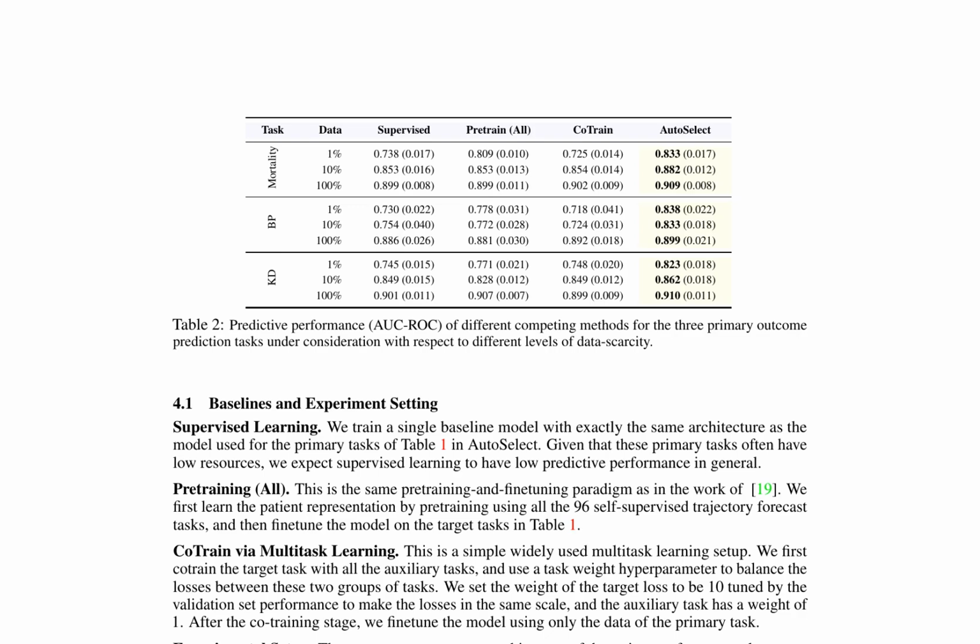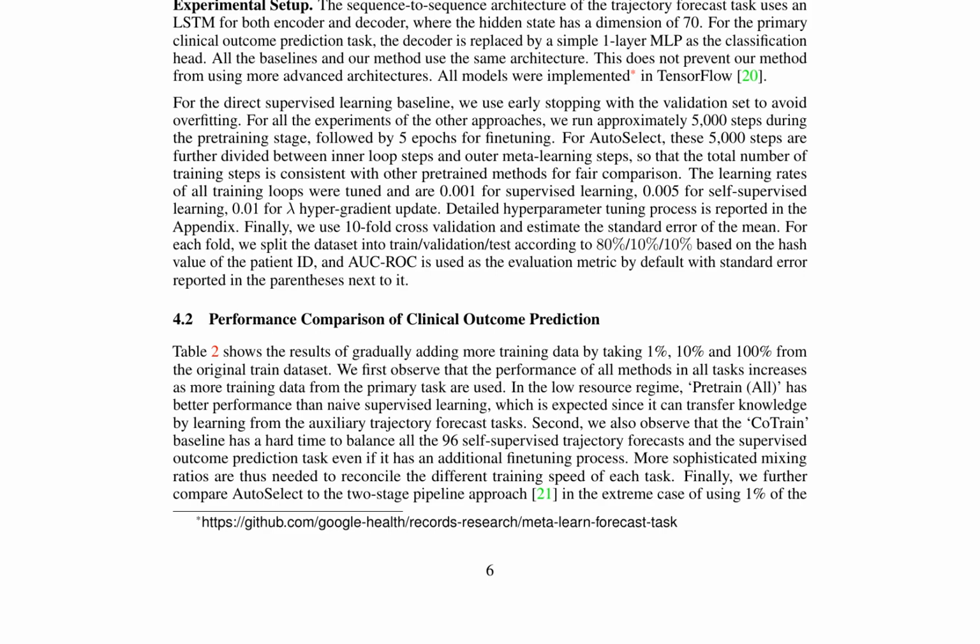The results in Table 2 show that auto-select outperforms the baselines in the low-resource regime, where only 1% or 10% of the training data is used. The performance of all methods improves as more training data is added. The authors also observe that the pre-training approach has better performance than naive supervised learning, but the co-training baseline has difficulty balancing the self-supervised trajectory forecasts and the supervised outcome prediction task.